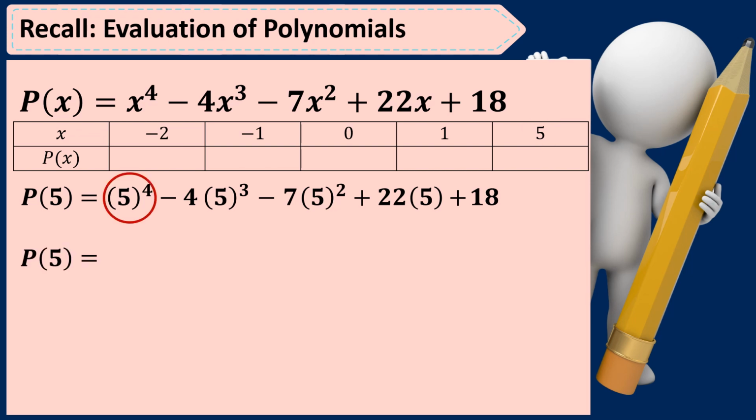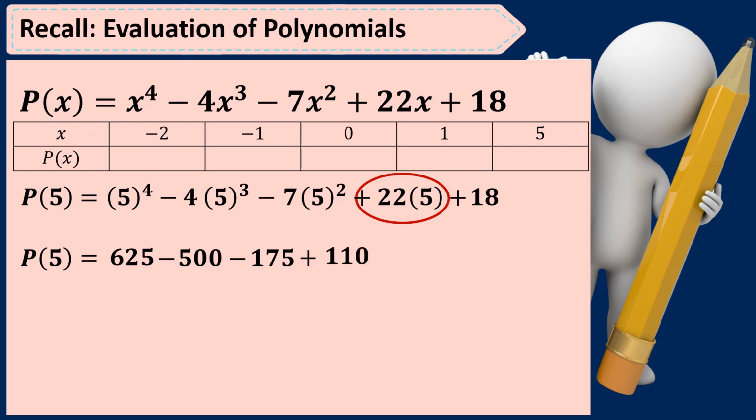5 raised to the power of 4 is equal to positive 625. Negative 4 times the cube of 5 is equal to negative 500. Negative 7 times the square of 5 is equal to negative 175. 22 times 5 is equal to positive 110. Then we copy plus 18.